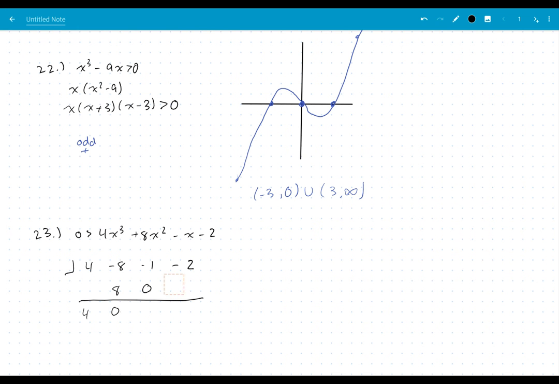So 2 doesn't work. Let's try 1/2. 1/2. We have 2, and then negative 6, then negative 3, then negative 4, then that'd be negative 2. That one doesn't work either.